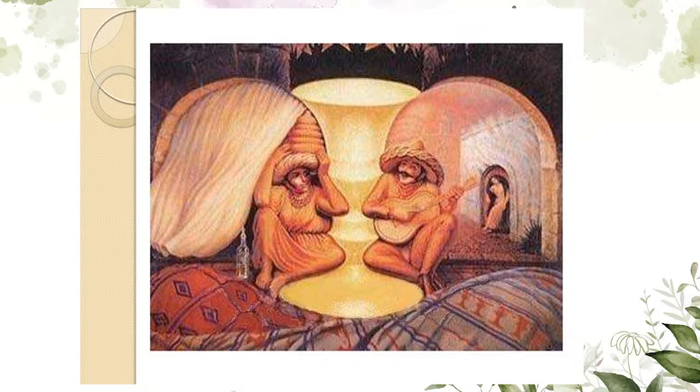We can see something like a cap or a cup or a candle. We can see an old woman and an old man. We can see a young woman and a young man with a guitar. Also, we can see a small woman here. So a lot of things.